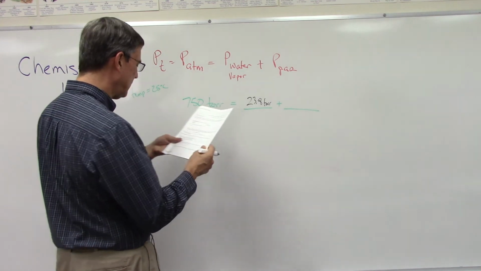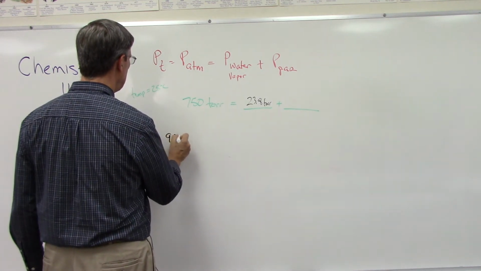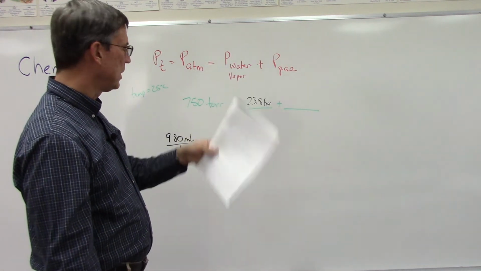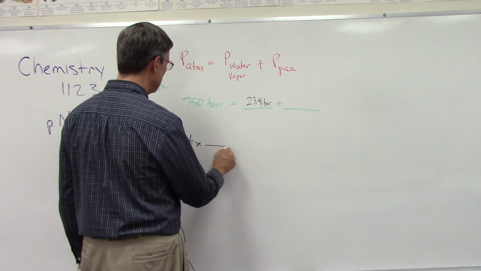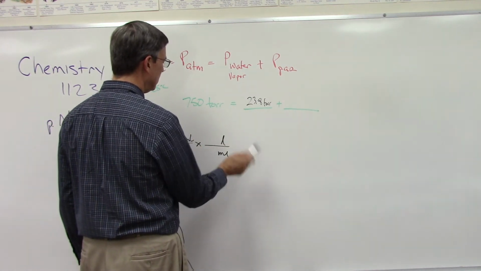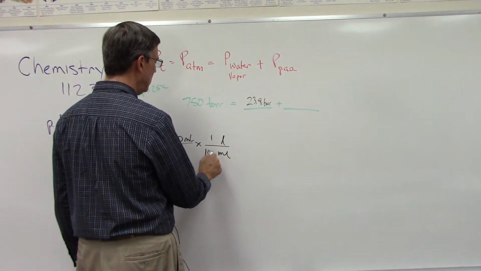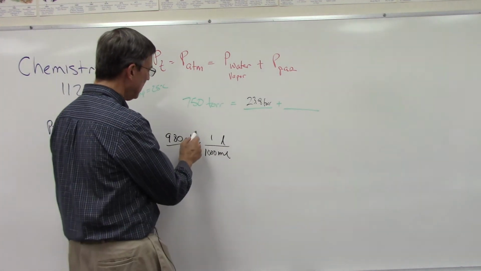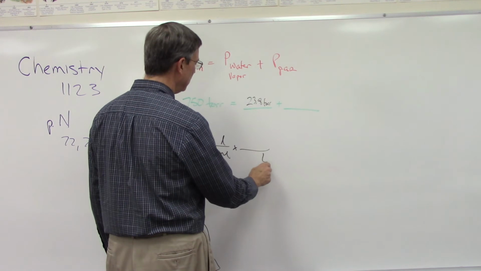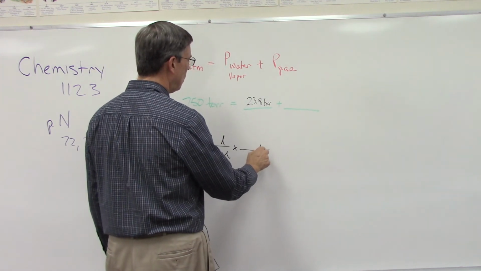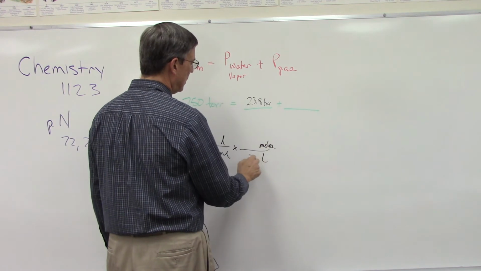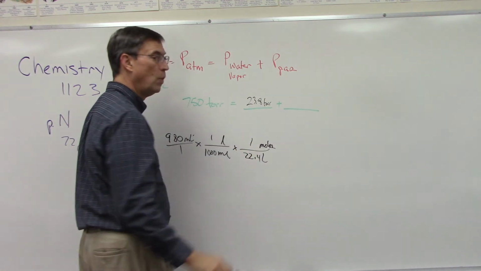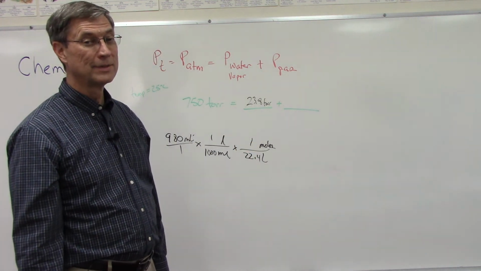So we're going to start with what they give us here, which is 980 milliliters. Put that over a 1, and we're going to convert this, first of all, to liters. So we're going to go from milliliters to liters. 1 liter is 1,000 milliliters, okay? So that unit will cancel, and now we're going to go from liters to moles. 22.4 liters of any gas will have 1 mole of that gas, all right?